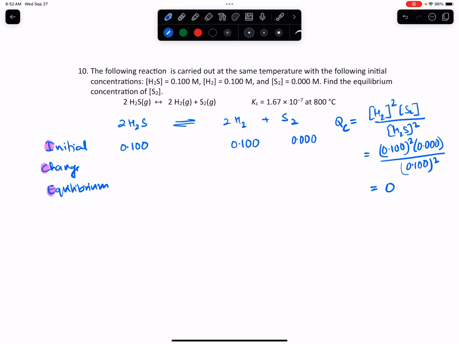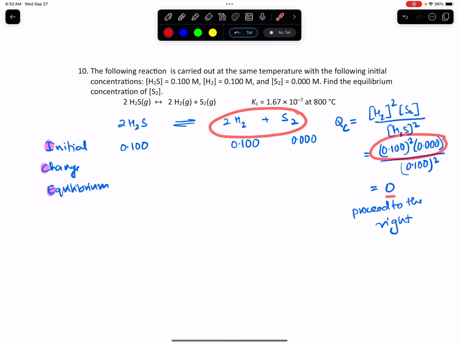So when QC is equal to 0, that means the reaction is going to proceed to the right, because it's only equal to 0 when you don't have sufficient products. So it has to proceed to the right. That means the way we wrote the reaction down is the correct way.